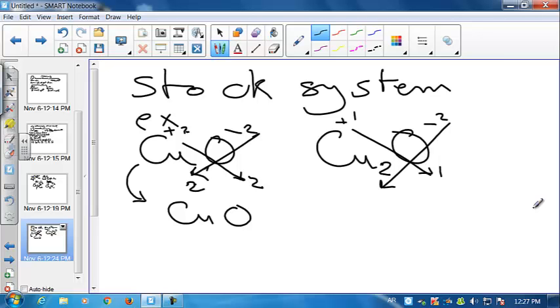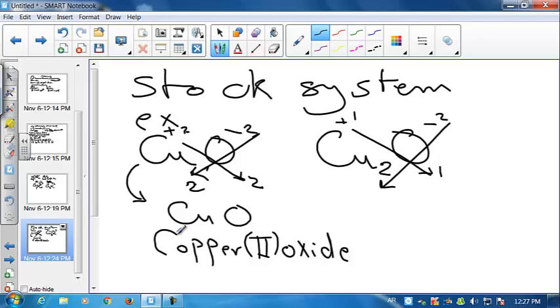But when I ask you to name it using the Stock system, it means you have to mention the valency of the cation. And we mention it by putting it as a Roman numeral. So here the copper is positive 2, so we write it like this: copper 2 oxide. This is the Stock system. Copper oxide without the Stock system, normal naming; copper 2 oxide using the Stock system. You mention the valency of the copper here. Here, copper oxide normal, in the Stock system it will be copper 1 oxide.